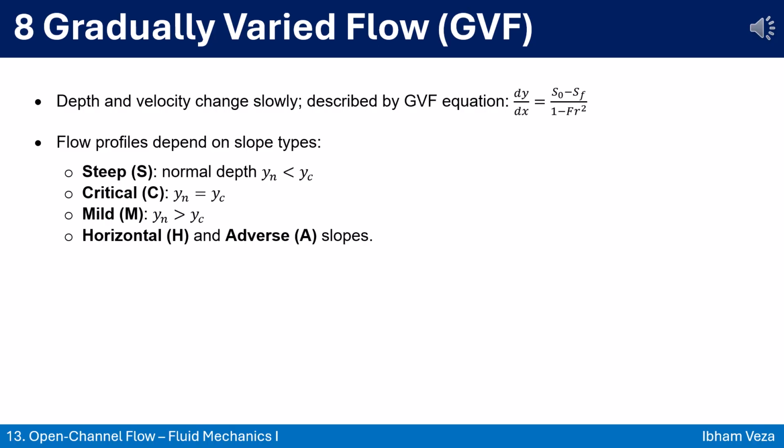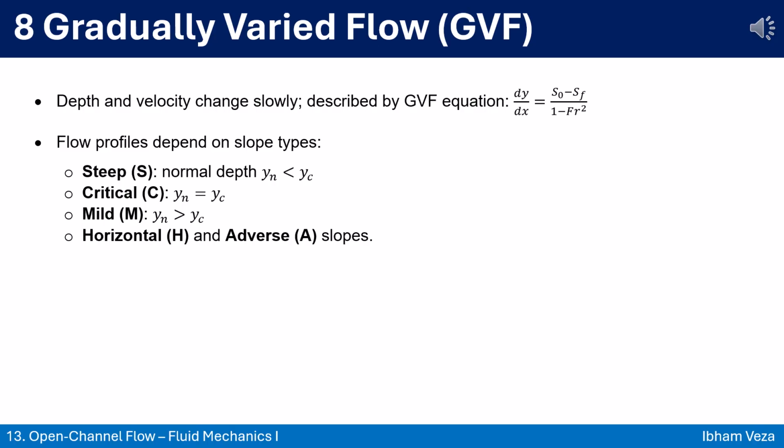To describe it, we use the GVF equation. dy/dx equals (S_0 minus S_f) divided by (1 minus Fr squared). This equation tells us how the water's surface profile evolves based on the bed slope, S_0, friction slope, S_f, and the local Froude number.